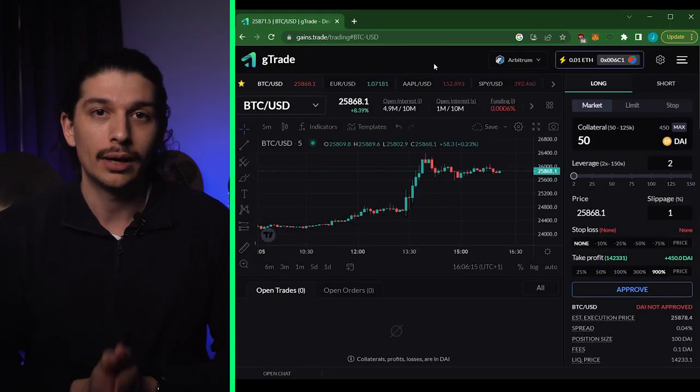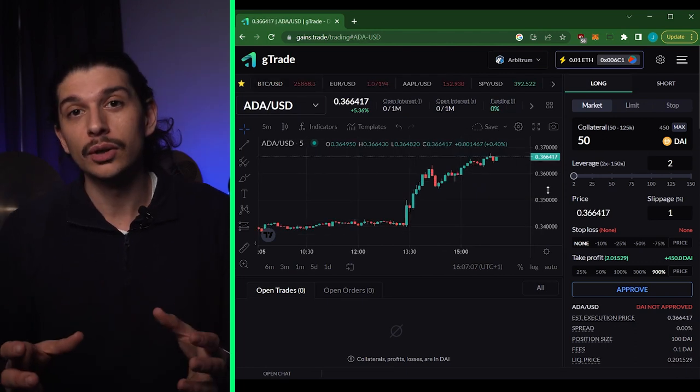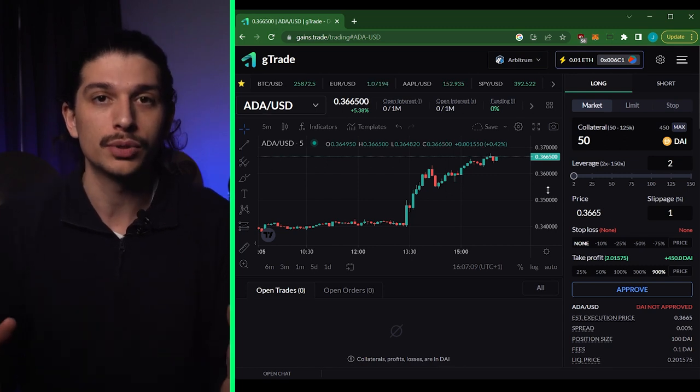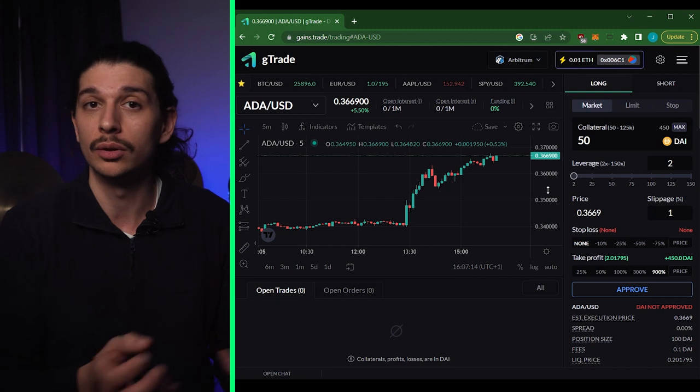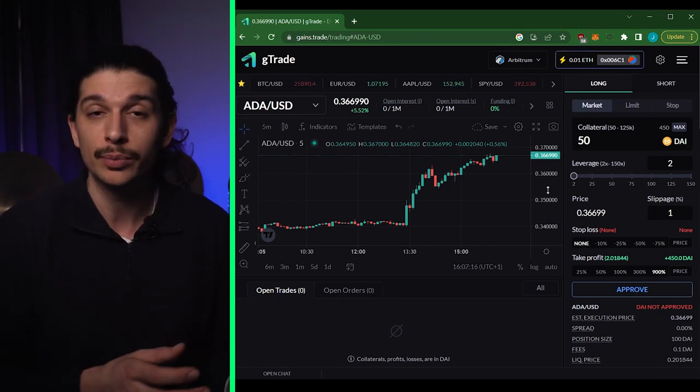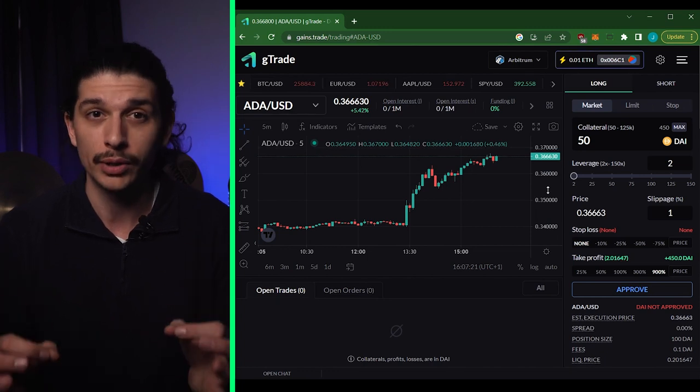So with wallet funding out of the way, how do you actually open your first GTrade position? The first thing you'll notice is that GTrade has all these options available at a glance, and the major one being that you're betting on a token appreciating, so long, or you're betting on the token depreciating in value, or short. For example, let's take Cardano as the perpetual futures target.